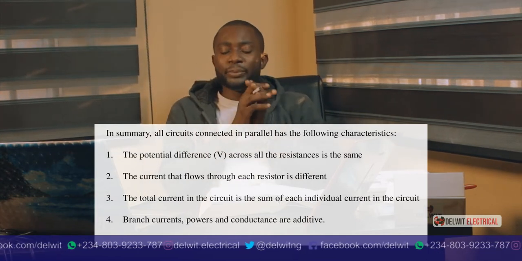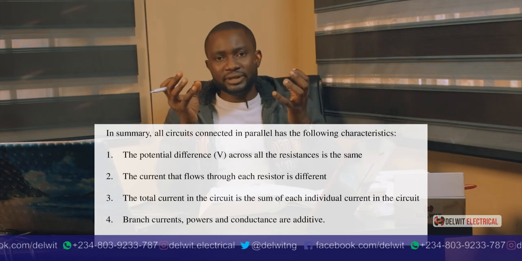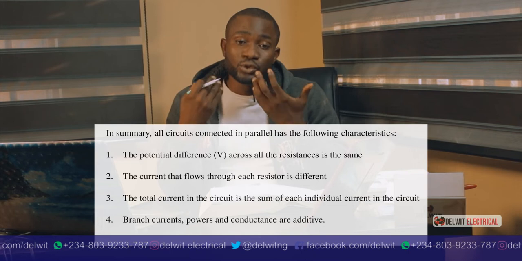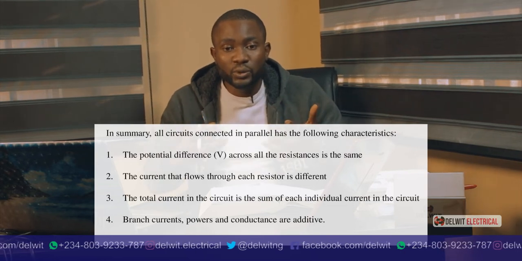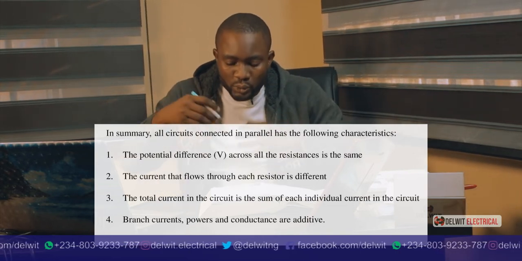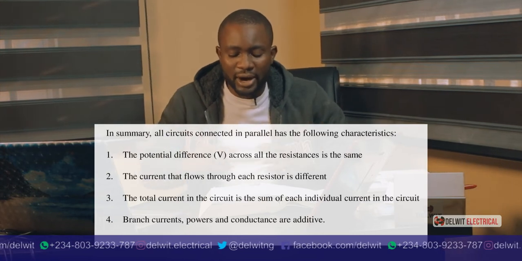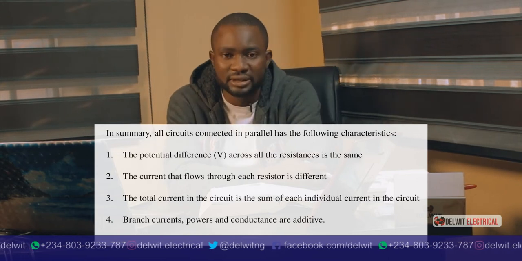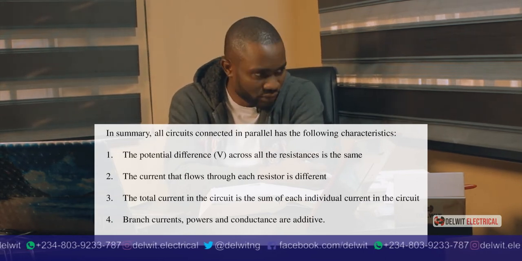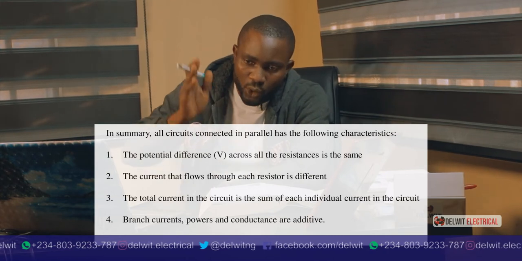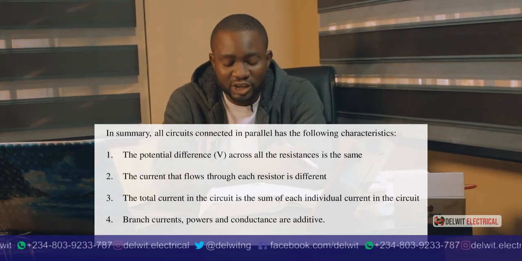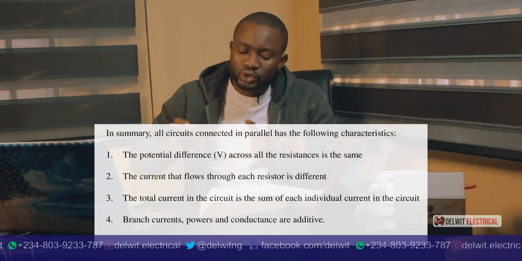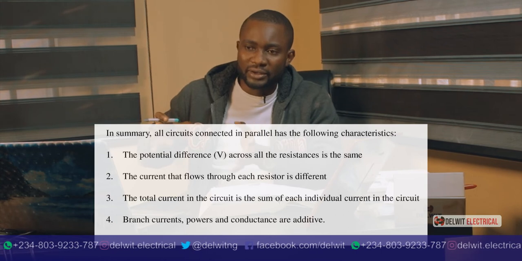all circuits connected in parallel have the following characteristics. The moment you see that any circuit is connected in parallel, or you want to assume, or you want to confirm that this circuit is connected in parallel, what you need to know is that the potential difference across all the resistances is the same. If you have 10 resistors, the PD across all the 10 resistors is the same, in as much as they are connected in parallel. Now, the current flowing through each of the resistors is different.